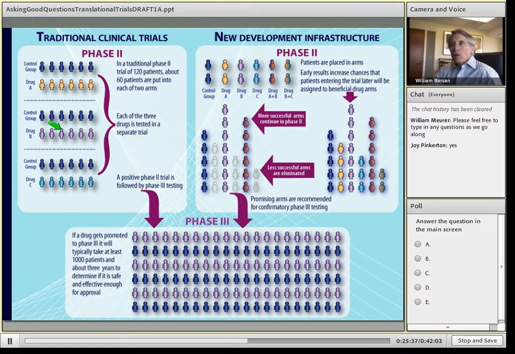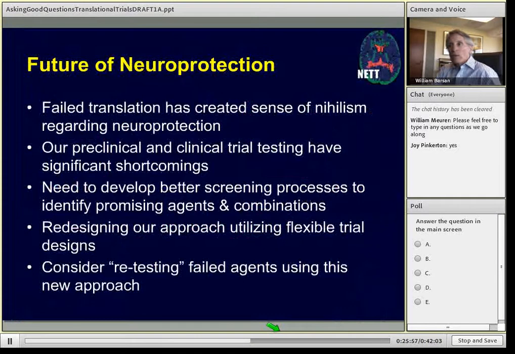What we're saying we should be doing in phase 2 is looking at a control group, and groups getting A only, B only, C only, A plus B, B plus C, and there probably should be an A, B, and C as well. And then what happens is the less successful arms you kick out, the more successful arms continue in phase 2, and then those get kicked into phase 3.